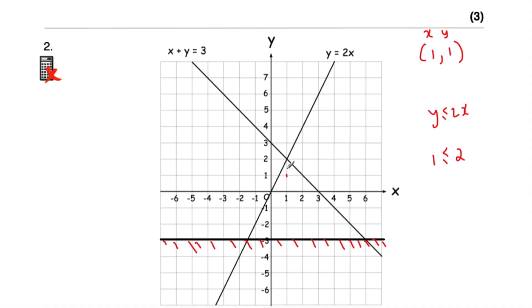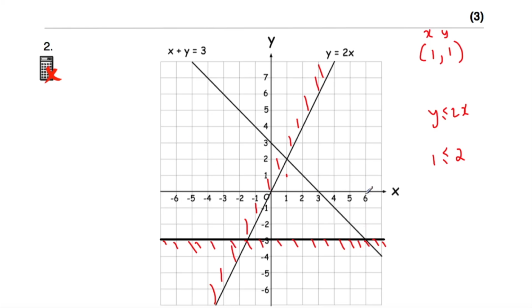So that means we want to accept this region down here, but we want to reject everything above that diagonal line. So let's just reject everything above that diagonal line. All the points below that diagonal line will work, and all the points down this way would work, and all the points up there would not work.